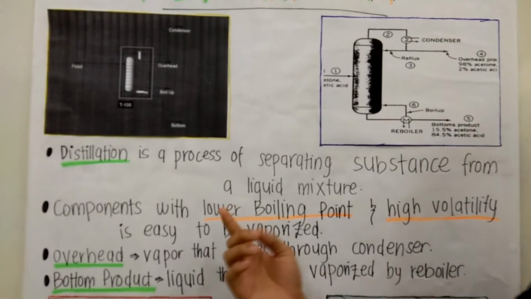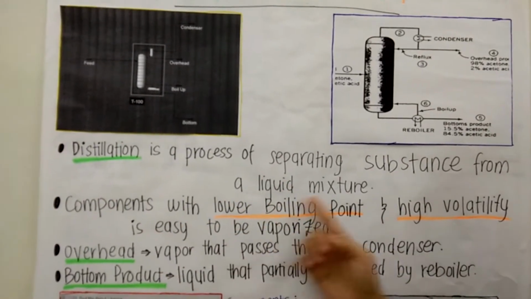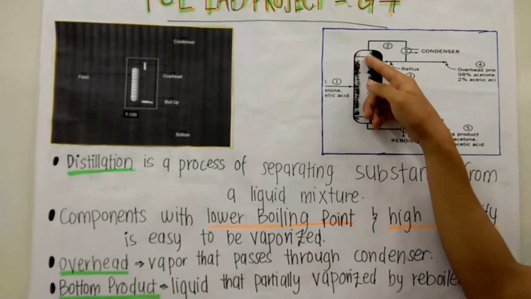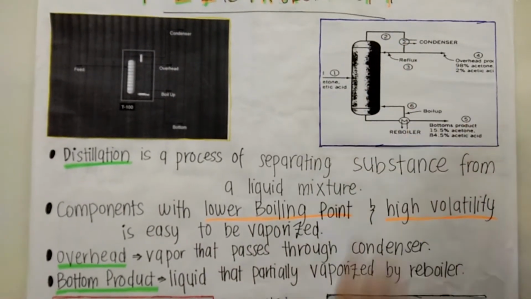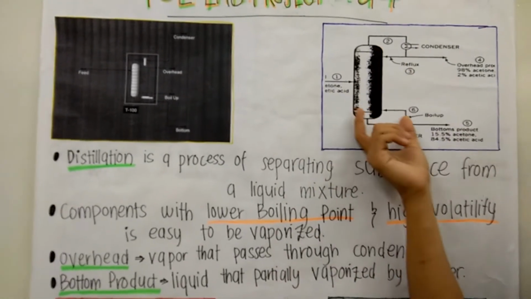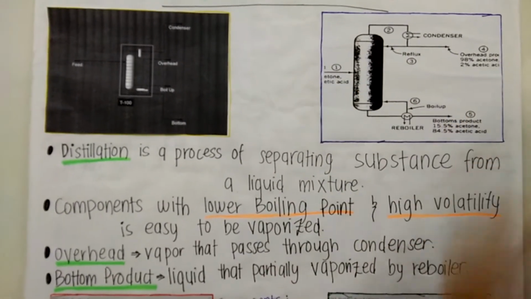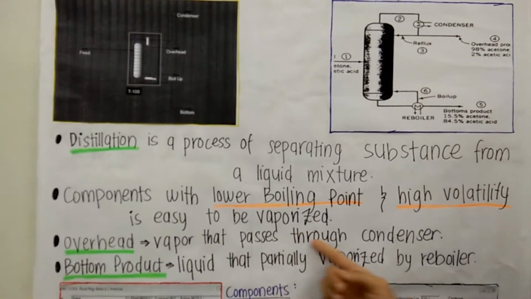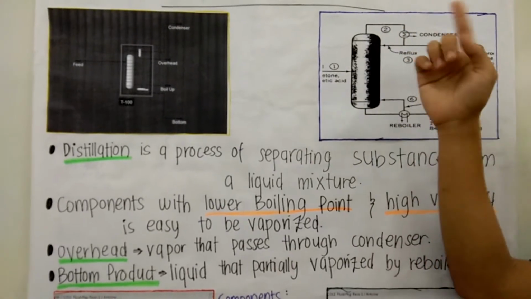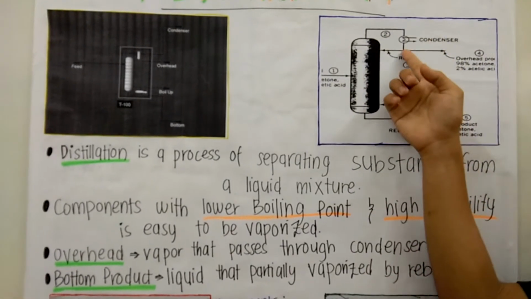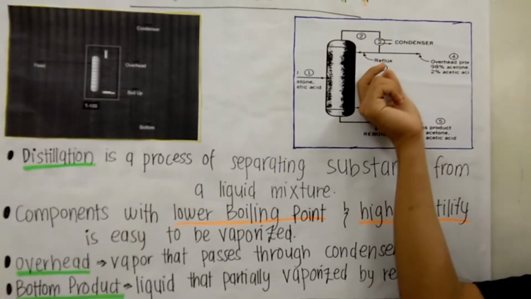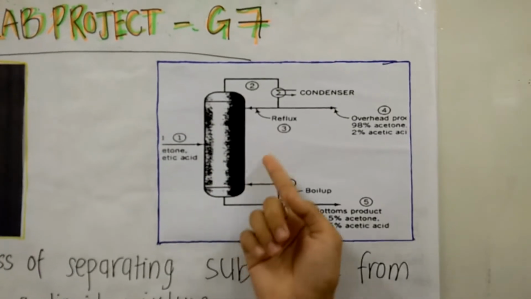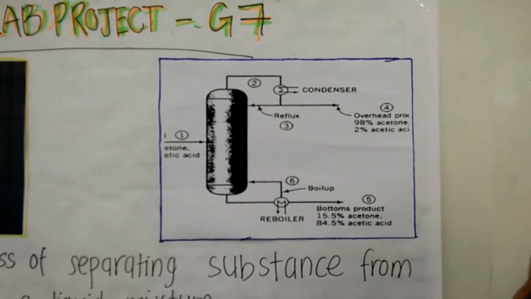The heat will cause components with low boiling point and high volatility to be easily vaporized and go out through the condenser as vapor, leaving the less volatile component remaining liquid in the column. I will explain what overhead is. Overhead is a vapor that passes through the condenser, as you can see from this diagram. The vapor that passes through the condenser is divided into two parts, which are reflux and overhead. Reflux is returned back to the distillation column to be used in the distillation process.